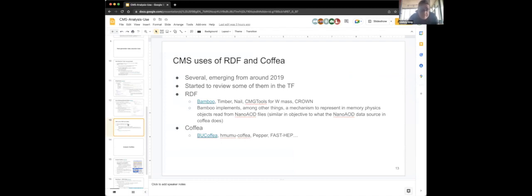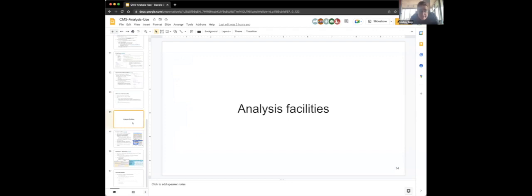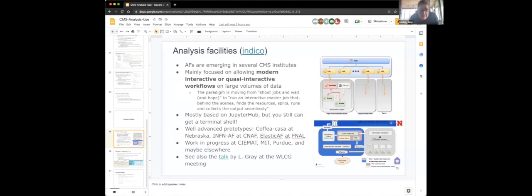So far within CMS, as you saw from the pie chart earlier, we do have people using RDF and Coffea directly, all of these starting from around 2019 in various stages of maturity. And you can see all the different implementations of full analysis frameworks starting off from RDF or Coffea, and you can follow some of the links if you would like to. And on CMS, we're also trying to promote the adoption of the analysis facilities, which we had some nice presentations on over the course of the last 2 days.